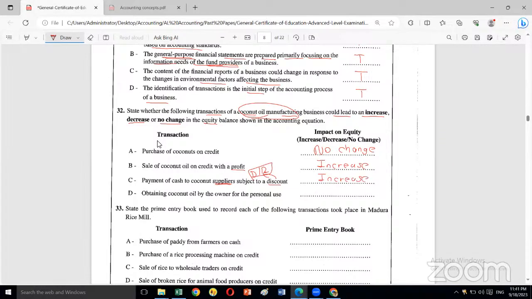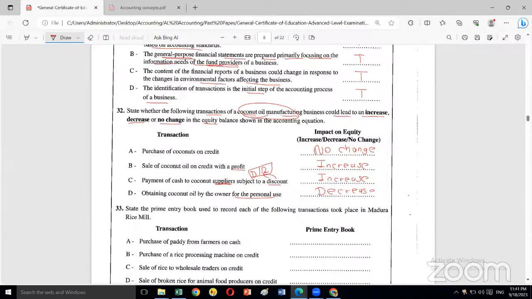Increase. The creditor calculates the discount, and discount received is an example of income. Income will increase the equity. Next, obtaining coconut oil by the owner for personal use. If the owner is taking coconut oil for his personal use, we call that drawings. Drawings will decrease the equity. Like this only, we have to answer these kinds of questions.